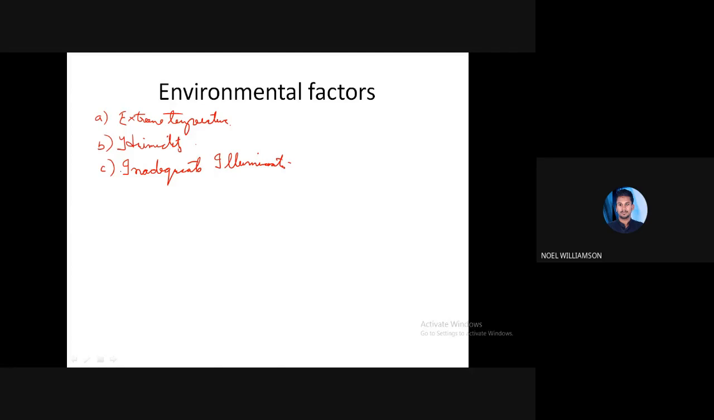So inadequate illumination, if the lighting is not proper, may create strain to the eyes of the workers, and there will be a huge probability of accidents occurring, because if the work area is not clearly visible, or a proper view is not possible, it may create many sorts of accidents. So that is the third one, inadequate illumination.